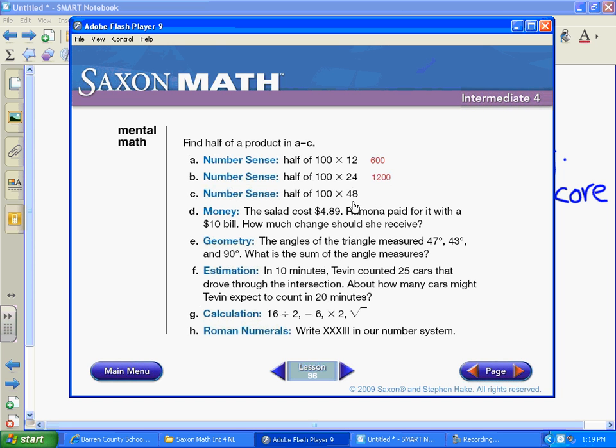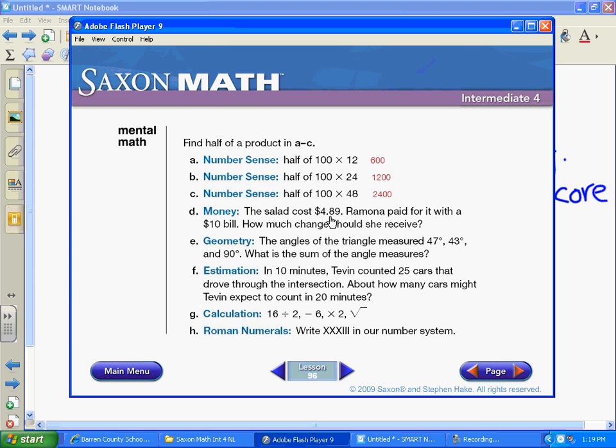1200. 100 times 48. Take half of that. 2400. The salad cost $4.89. Ramona paid for it with a $10 bill. How much change should she receive?